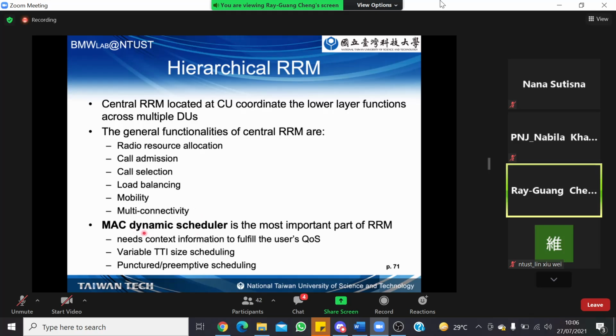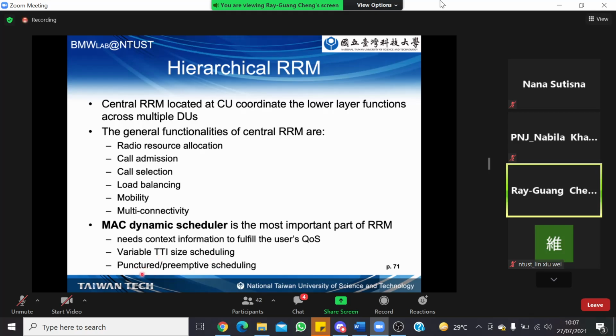The MAC scheduler is the most important part for RRM. It needs to know the context information to fulfill a user's QoS. It also needs to adjust the TTI. The TTI, transmit time interval, is a basic unit for scheduling. Since 5G defines a flexible numerology to support different services, you need to combine everything together. So the MAC scheduler is very challenging.